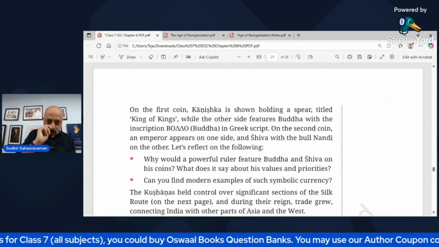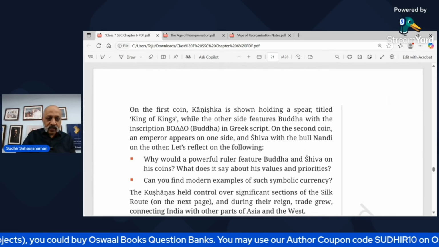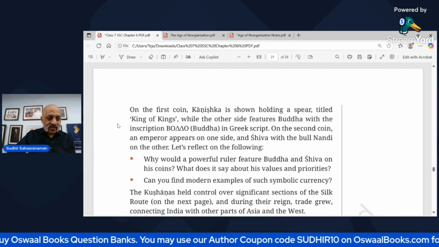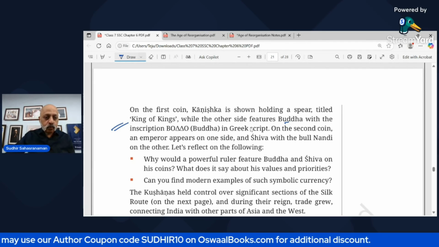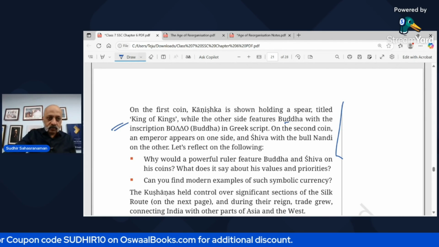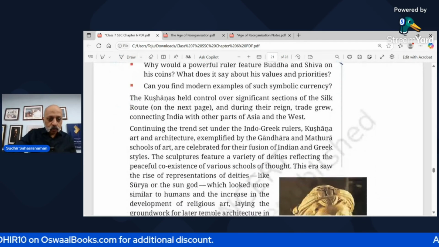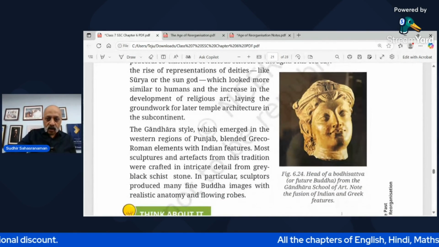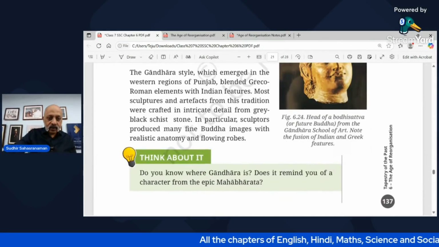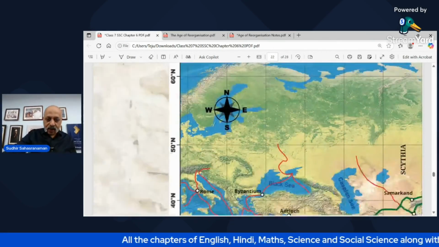Okay, so these are some of the things that Kanishka, the coins highlighting him as a king of kings, and the other side shows Buddha in Greek script. Okay, the Kushanas controlled quite a bit of it, and this is the Gandhara style where you see the Buddha being depicted like this. And these are the maps that you see.